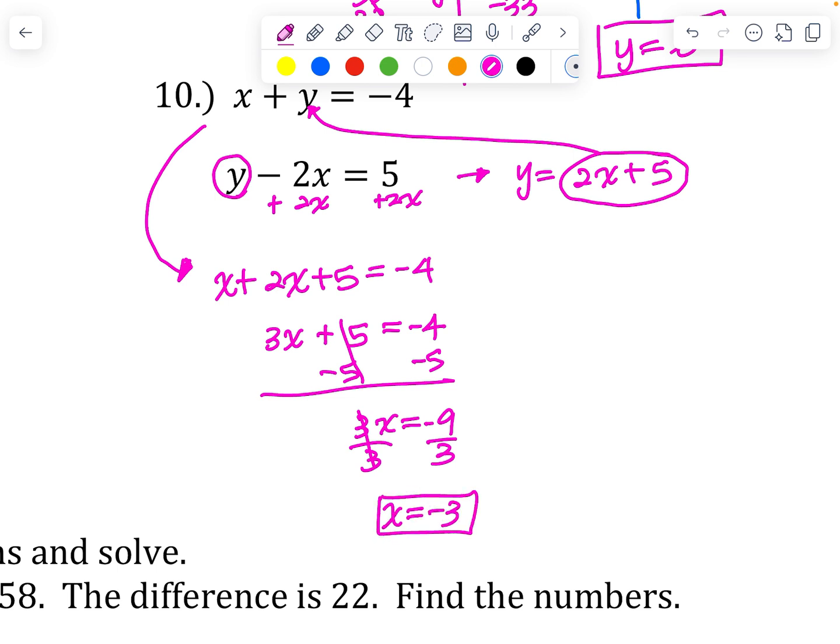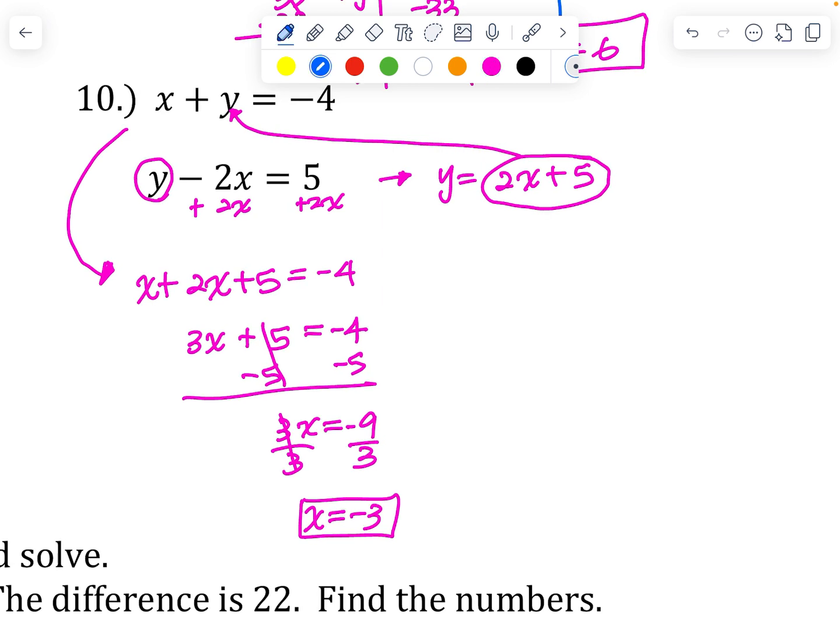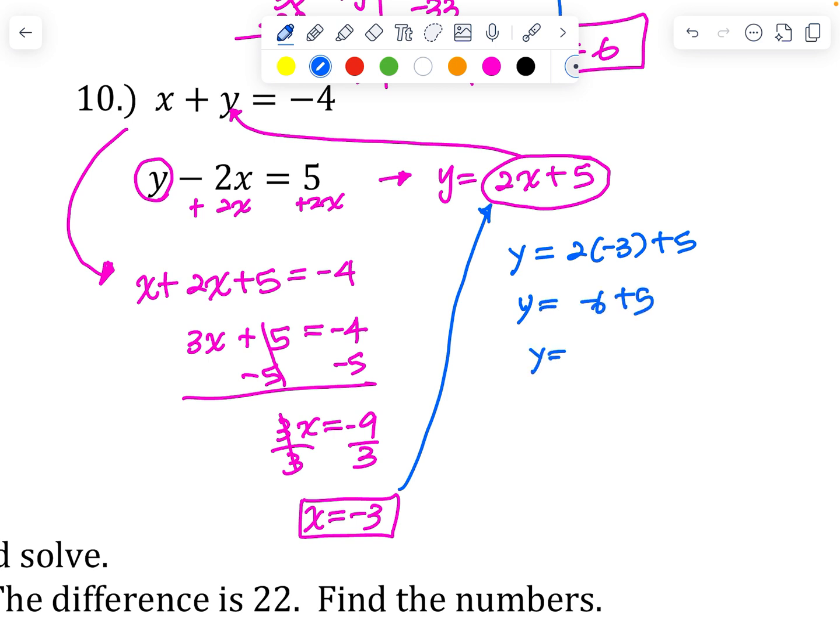All right, so I'm going to take the negative 3 now and plug it into this equation to find my y. So y equals 2 times negative 3 plus 5. Y equals negative 6 plus 5, so y equals negative 1. So my solution is negative 3 and negative 1.